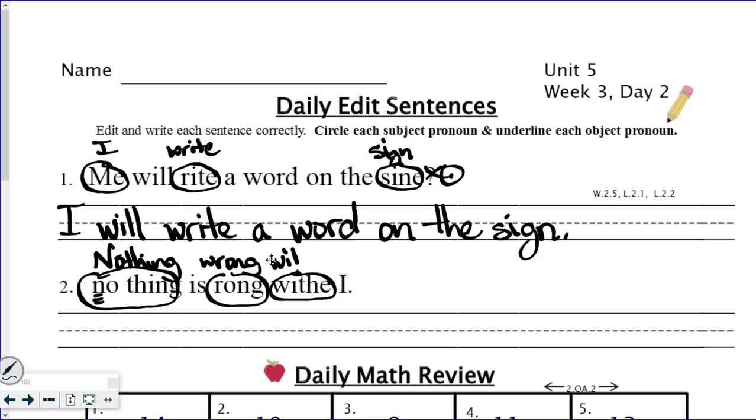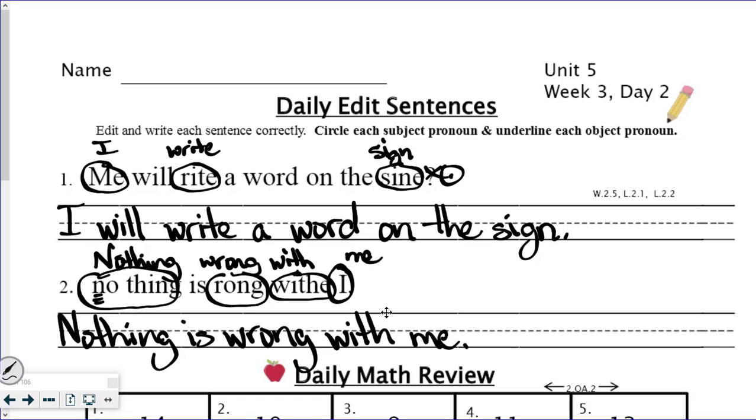With is spelled W-I-T-H. And we don't say I, we say me. Nothing is wrong with me, because I use me because I'm not the subject of the sentence. Nothing is wrong with me, period. I'm going to rewrite it nice and neat on the line. All right, we got it looking good. Now we can find these pronouns.